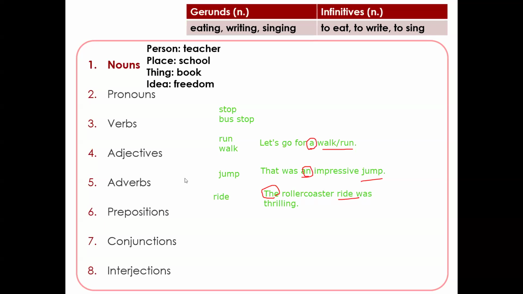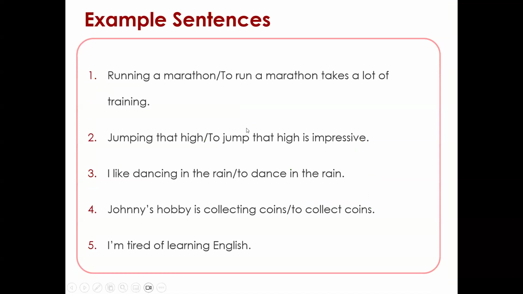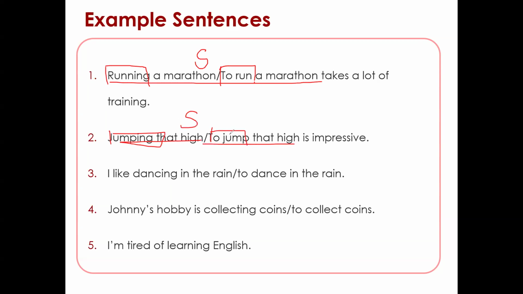So now let's take a look at some examples. Running a marathon or to run a marathon takes a lot of training. So in this example, the gerund phrase running and the infinitive phrase to run are pretty much the same thing. They're both functioning as the subject. So depending on your preference, you can either use the gerund or the infinitive. For me personally, whenever I'm starting a sentence, I tend to use a gerund phrase. So number 2 would be the same, jumping that high or to jump that high is impressive. So both phrases are used as the subject of the sentence.